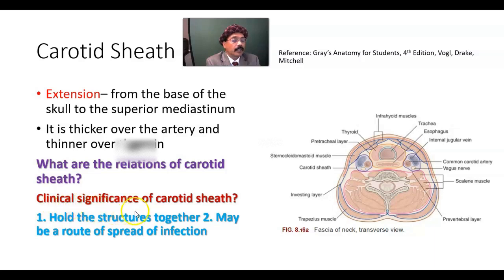And what is the clinical significance of the carotid sheath? It holds the structures together. But it may be a route of spread of infection that communicates between the mediastinum and the skull. So it may be a route of spread of infection.